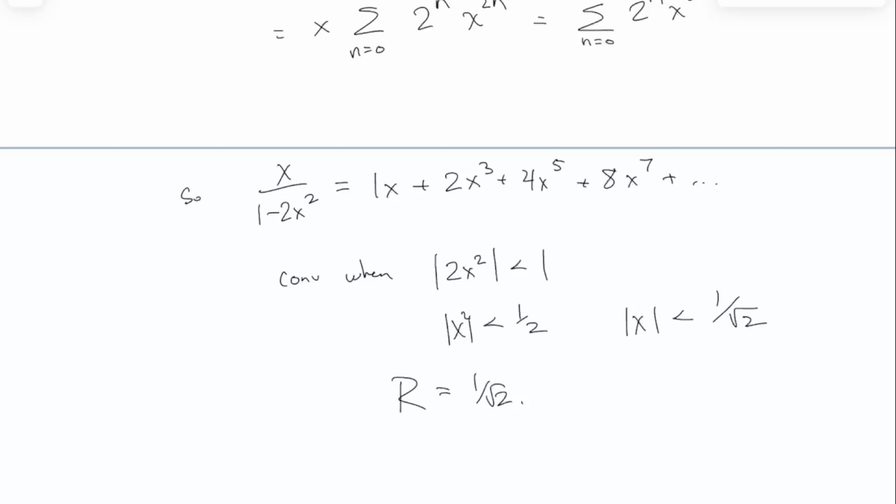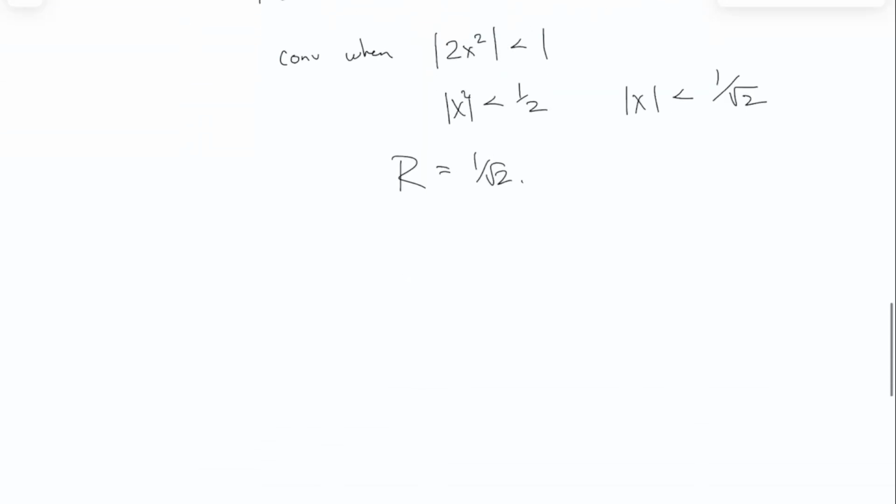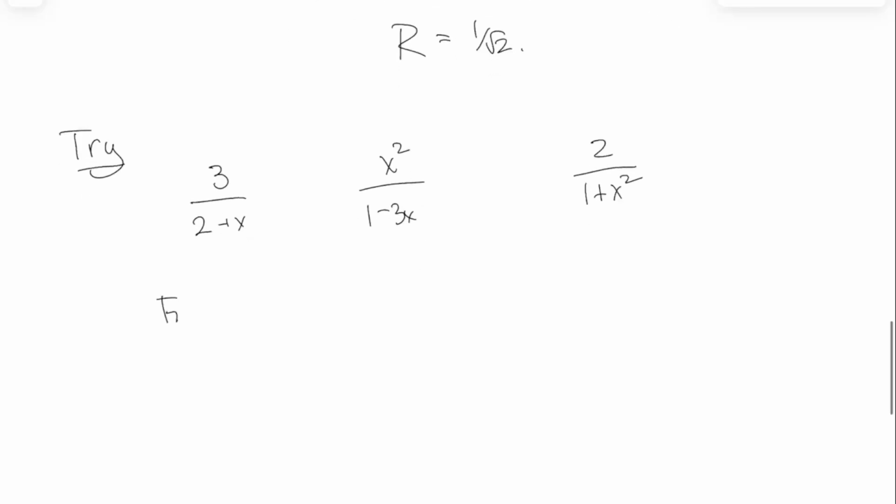Any questions about that one? I got a few for you to try. It's all the same kind of simple tricks, and then we'll talk about some more interesting things. Each time, find the series and find the radius of convergence. How about 3 over 2 plus x, x squared over 1 minus 3x, and 2 over 1 plus x squared. See what you think. I'll come around and see how you're doing.